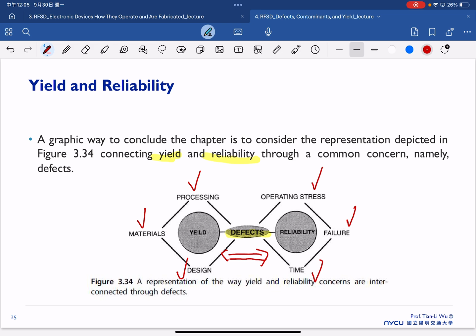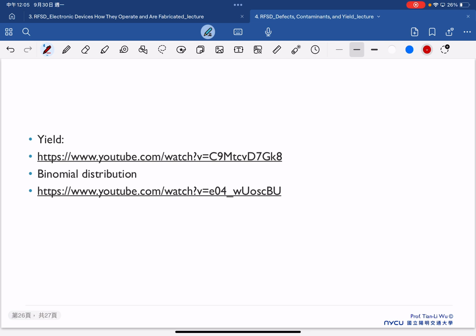Okay, so here is some more information. If you are interested, you can look at this YouTube video to understand the difference between yield, and there's a very basic explanation of the binomial distribution. In here, we just borrow the binomial distribution. Basically, binomial distribution in Mandarin is what we call the 这个二分法, so a coin only has heads and tails. So we basically follow this binomial distribution to use as yield modeling as well.